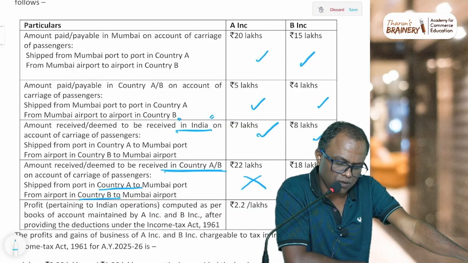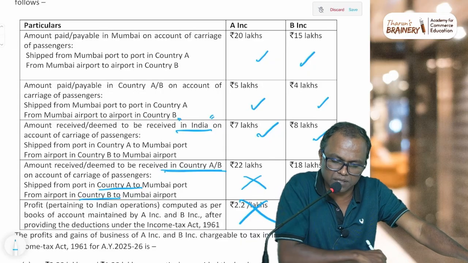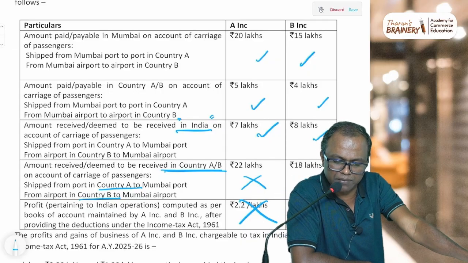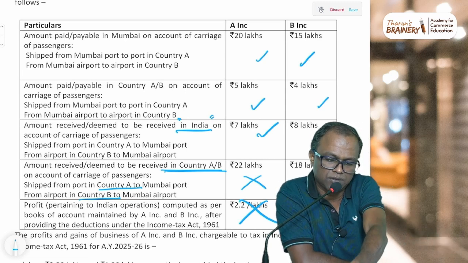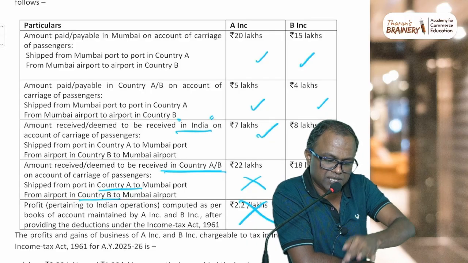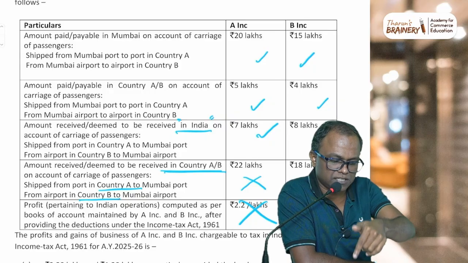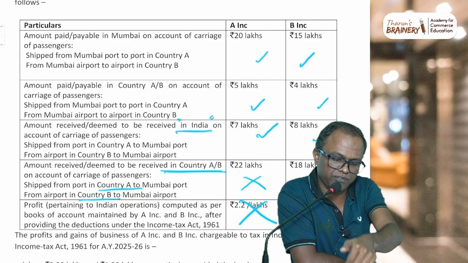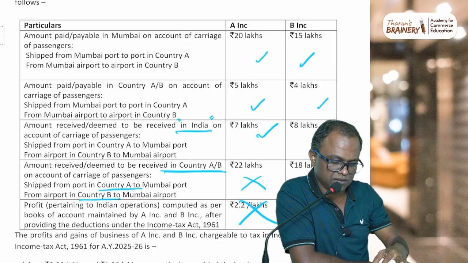Profit pertaining to Indian operations computed as per books of account. Not relevant. Not permitted. Even though ready to maintain books and audit, there is no provision under the tax law. For shipping and aircraft, presumptive is compulsory. So simply take the total. A Incorporation: 20 plus 5 plus 7 and apply 7.5%. So that is shipping. And B Incorporation: 15 plus 4 plus 8 and apply 5%.